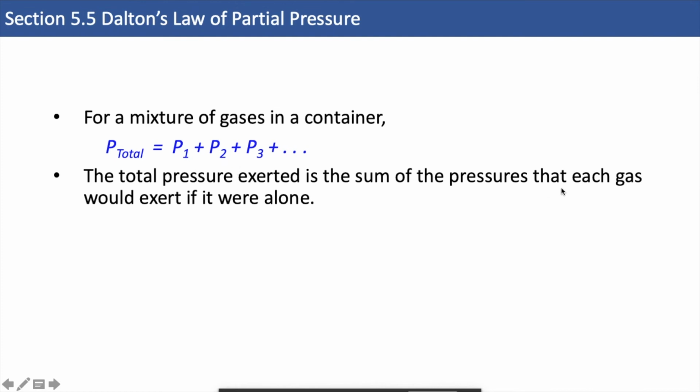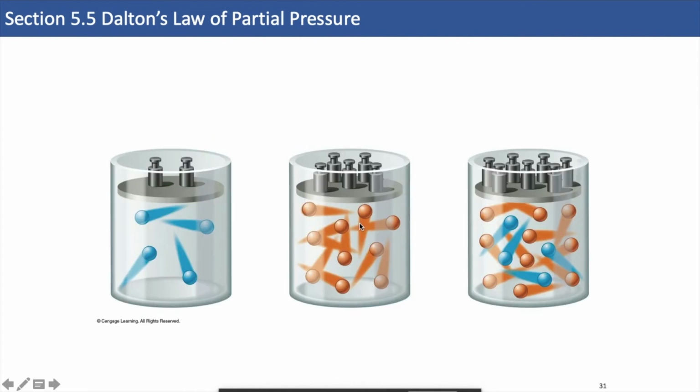So in other words, if I knew the pressure of just the nitrogen and the pressure of just the oxygen and the pressure of the carbon dioxide and the pressure of the helium and the pressure of the argon, I could theoretically add those 5 pressures together and find the total pressure of that gigantic tank of gas. So Dalton's law is based on a couple of assumptions, but here is just a visual example of that.